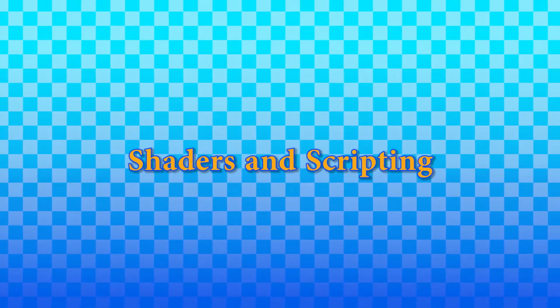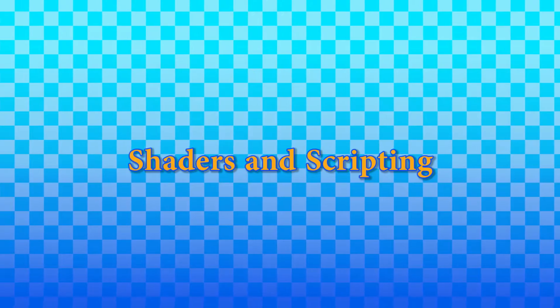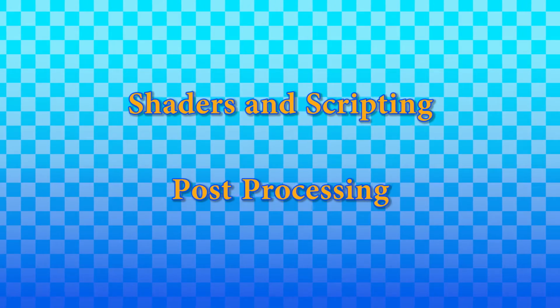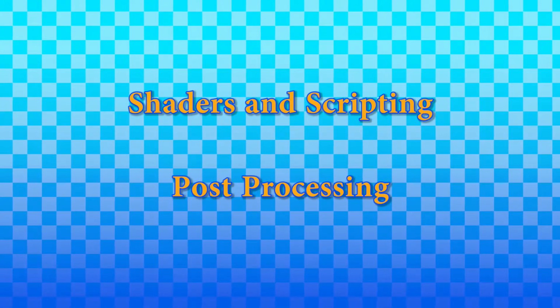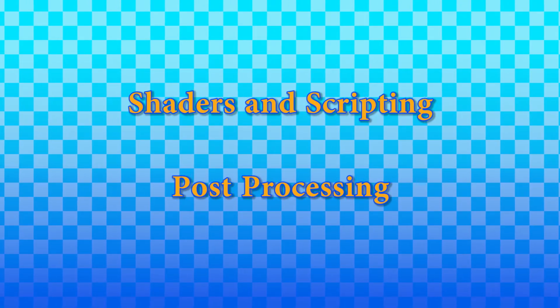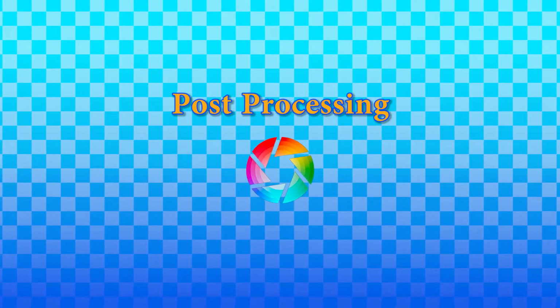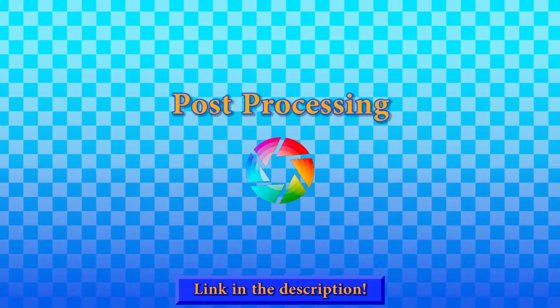Either utilize shaders and scripting on your camera to control brightness, or utilize post-processing and control the post-exposure to control brightness. Both methods yield similar results, so we decided to use the post-processing method. I will link the shaders and scripting method in the description below.